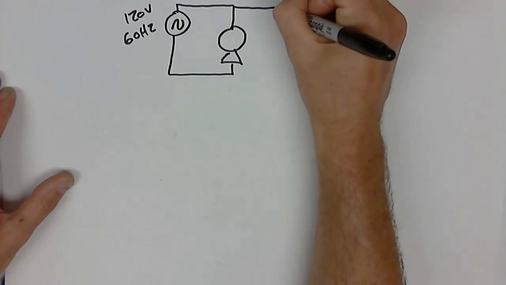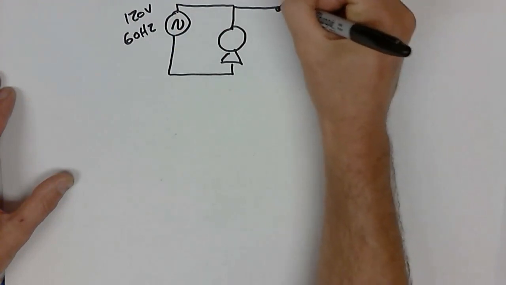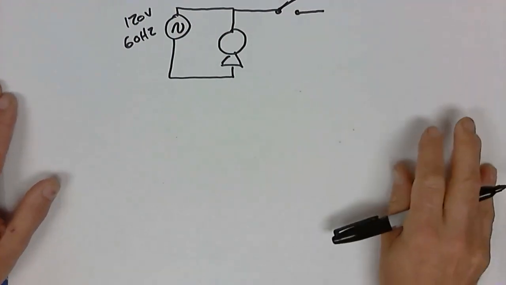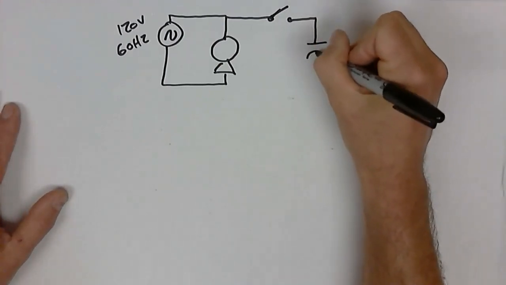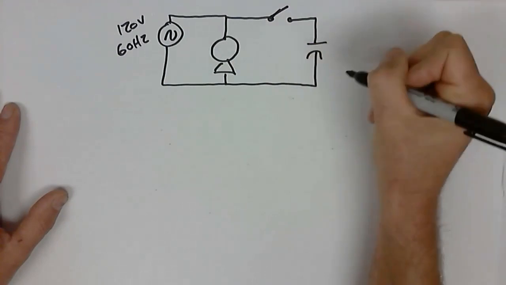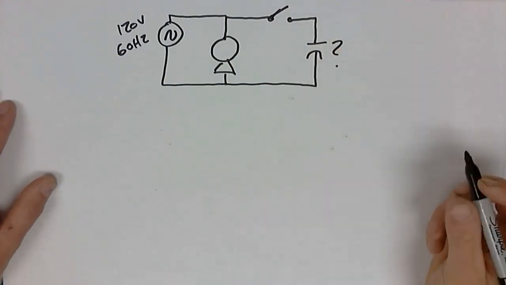And the motor is going to have a switch with a capacitor because we're going to do some power factor correcting. We don't know the size of the cap yet. We're going to work that out.